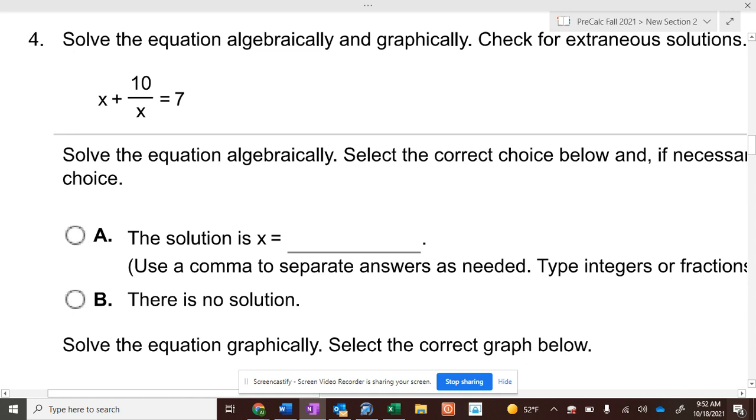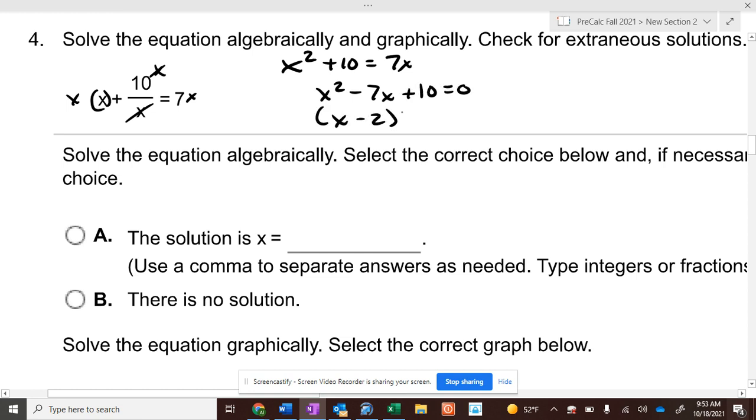What do we multiply by here? x. So multiply this by x, and this by x. The x's cancel here. So you get x squared plus 10 equals 7x. So x squared minus 7x plus 10 equals 0. So it's x minus 2, x minus 5 equals 0. So x equals 2 and 5. If you put 2 and 5 in, they'll both work.